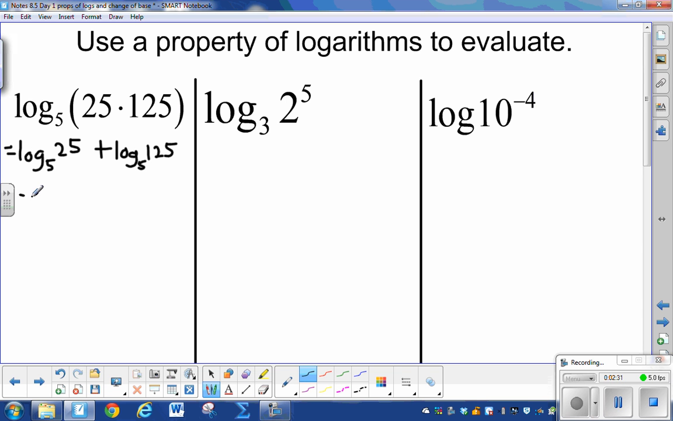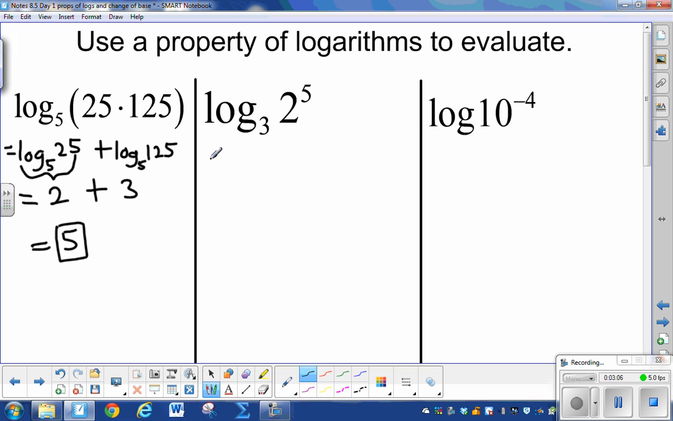To evaluate these without using a calculator, you say, okay, 5 to the what power is 25? 5 squared is 25, so this part evaluates to a 2. Plus this part right here: 5 to what power is 125? That's going to be a 3. So 2 plus 3 is a 5. And there you go. It turns out 5 to the 5th power is the same thing as 25 times 125.